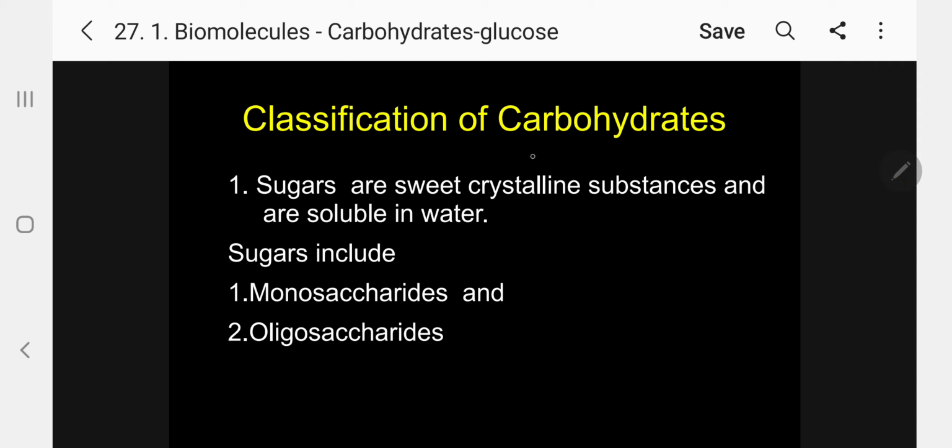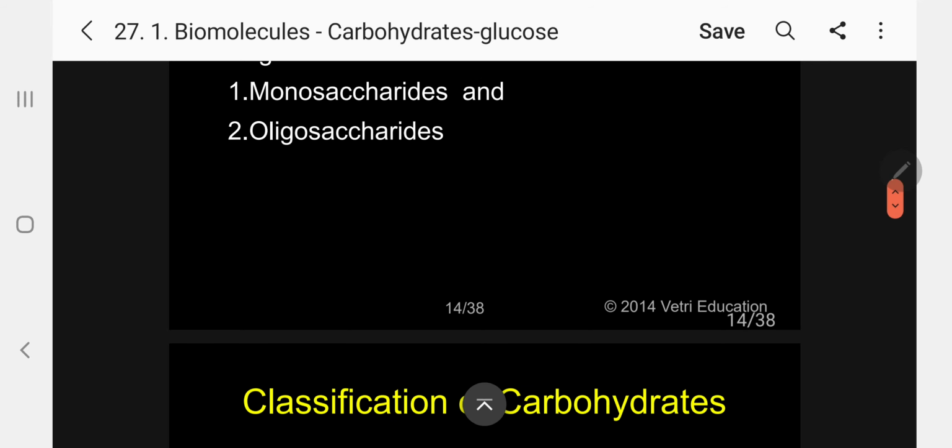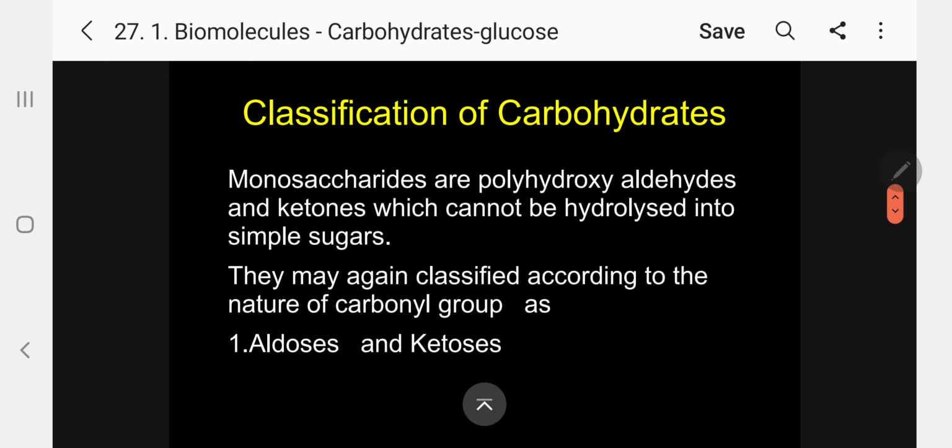Sugars are sweet crystalline substances and are soluble in water. The sugars can be further classified into two types: one is monosaccharide, another is oligosaccharide. Monosaccharide means only one unit. Oligosaccharide means 2 to 9 units will be there. Kindly follow, I will give a specific example. Now, what is a monosaccharide? Please follow.